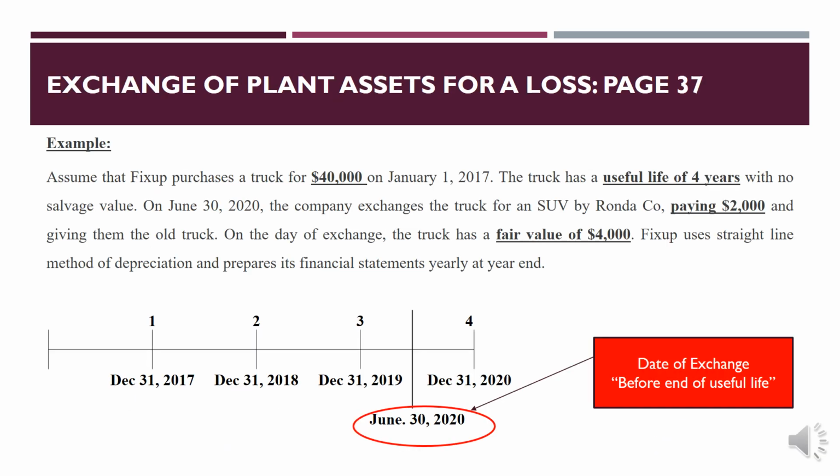Open your books on page 37. We also have an example. Assume that FixUp purchases a truck for $40,000 on January 1, 2017. That truck has a useful life of 4 years with no salvage value. On June 30, 2020, the company exchanged the truck by paying $2,000 and giving the old truck. On the date of the exchange, the truck has a fair value of $4,000.